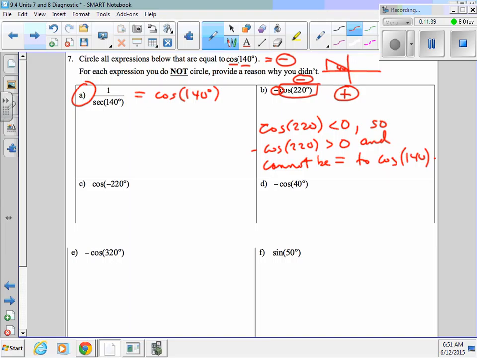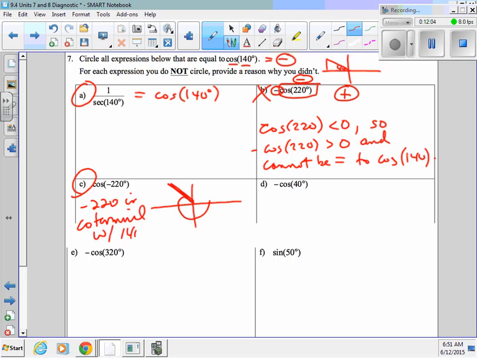All right, cosine of negative 220. Well, negative 220 is 90, 180, and another 40 to get us to 220. It is coterminal with 140. So these values are identical. Okay, so I'm not circling B, I'm circling C. Negative 220 is coterminal with 140. So any trig function would agree with it.